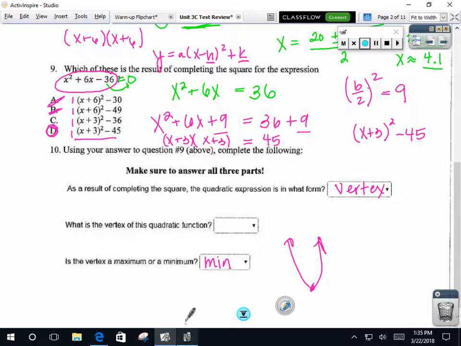Now, you're going to have choices though tomorrow. This one's not going to be free response. You'll have choices. Does anybody know, when you look at this, what the vertex is? Naya?